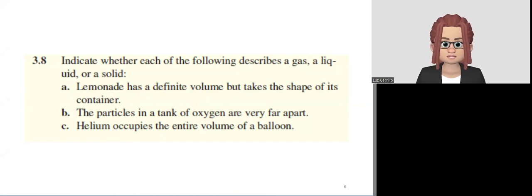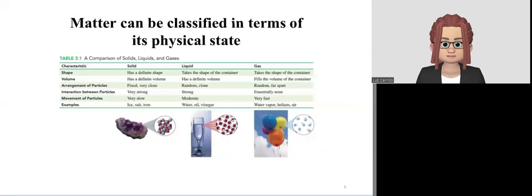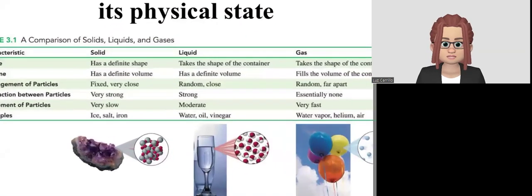The first description says lemonade has a definite volume, but it takes the shape of its container. When we look back at table 3.1, we can see that this substance, that is lemonade, because it takes the shape of the container and it has a definite volume, then is categorized as a liquid.